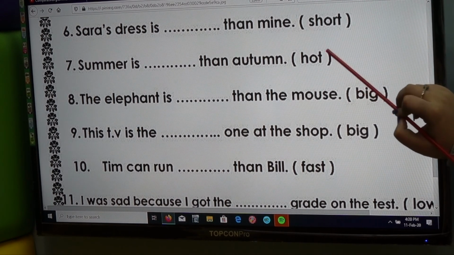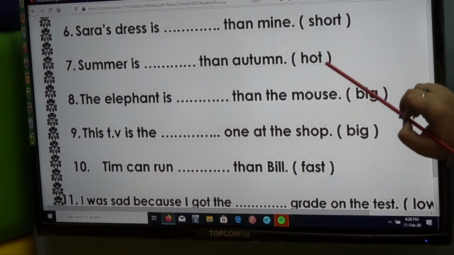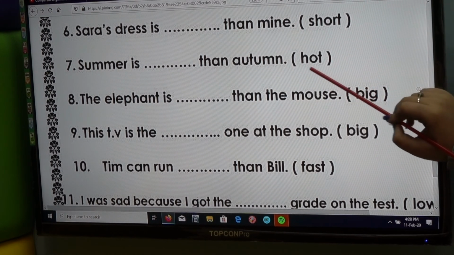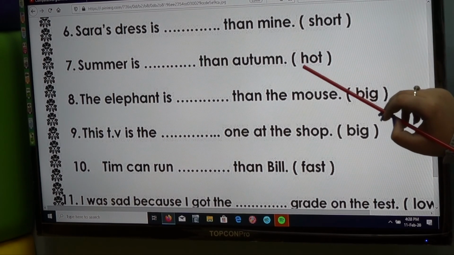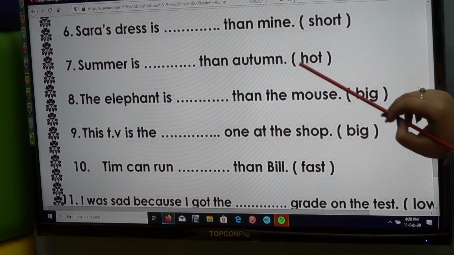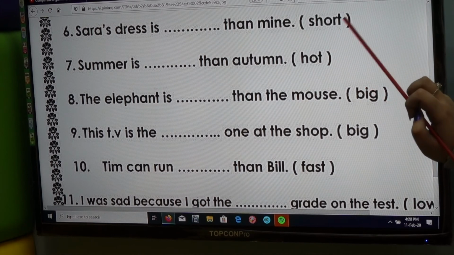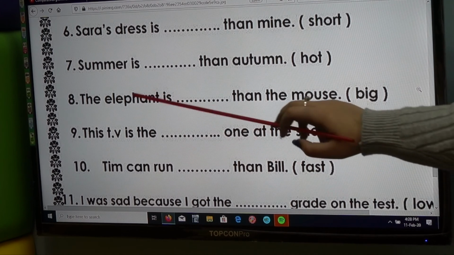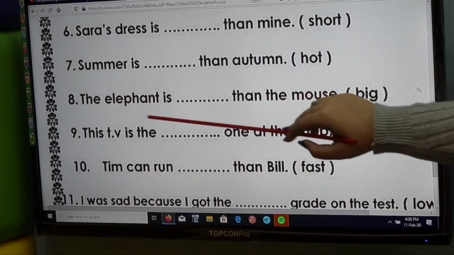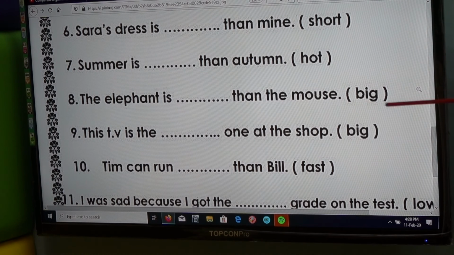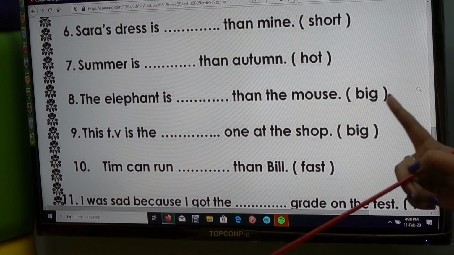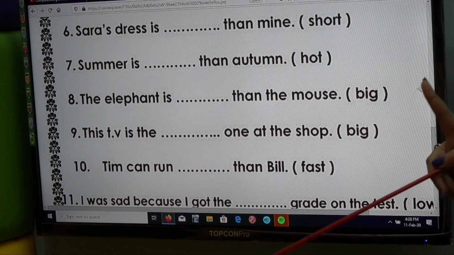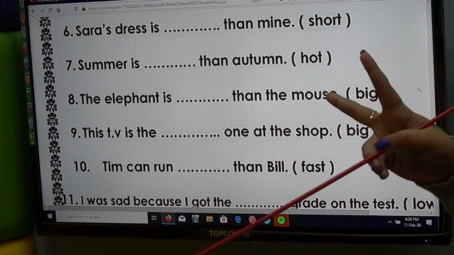We have to double the last consonant, right? So hot becomes hotter. How to spell hotter? H-O-T-T-E-R. Okay, same goes for here. Number 8, the elephant is what than the mouse? The adjective is big. The first thing is the elephant and the mouse. How many things? 2 things, right?